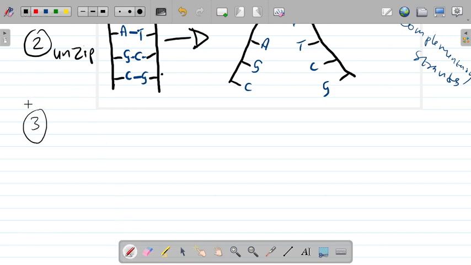In step number 3, now that we have all of these complementary strands, each original DNA strand serves as a template on which the complement is going to be built. So how will the complements be built? Remember, I'll use the red color. We have free nucleotides around the cell.